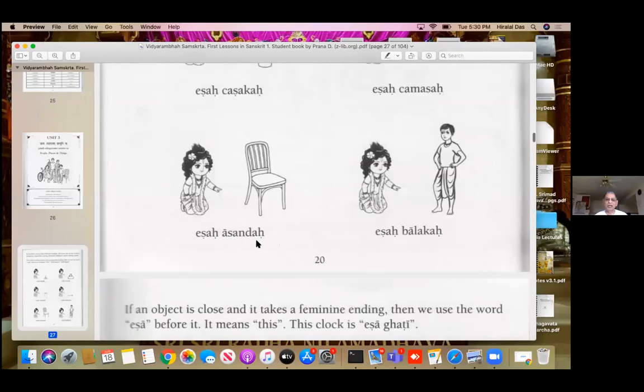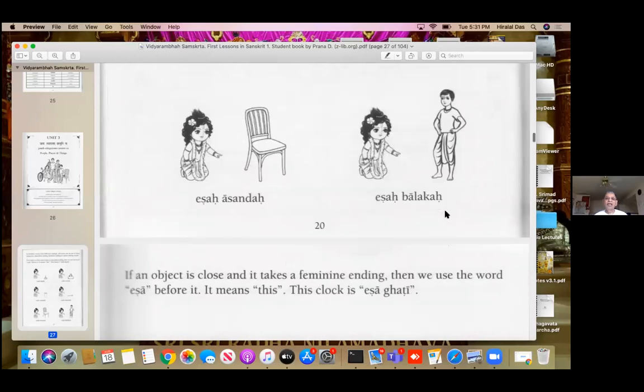Also, asandaha means chair, balakaha means boy. Esaha asandaha asti. This is a chair. Esaha balakaha asti. This is a boy. Okay. So now we learn about feminine names.